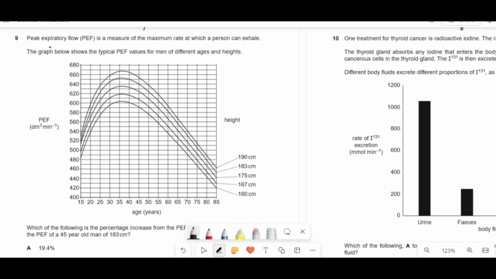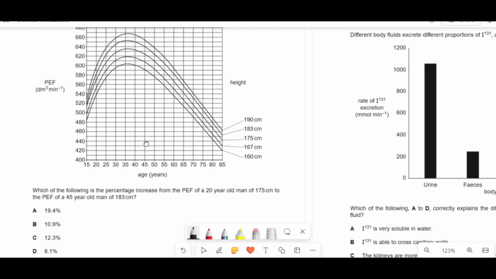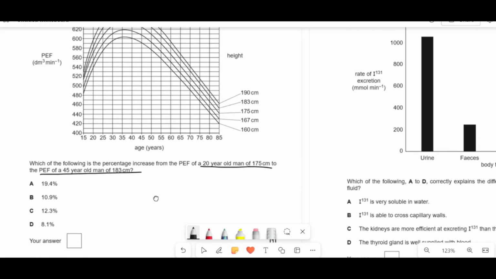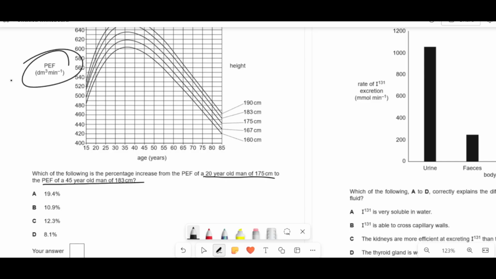Peak expiratory flow rate is a measure of the maximum rate at which a person can exhale. The graph shows the typical PEF values for men of different ages and heights. So if you've got asthma and you've had to breathe in that tube, that's exactly what this is. So which one of these shows the percentage increase in PEF from a 20-year-old man of this height to a PEF of that height? So what we need to do is we've got to do a couple steps. We've got to look at the axis, so you can see that's the PEF and that's the age. We're looking at a 20-year-old man.